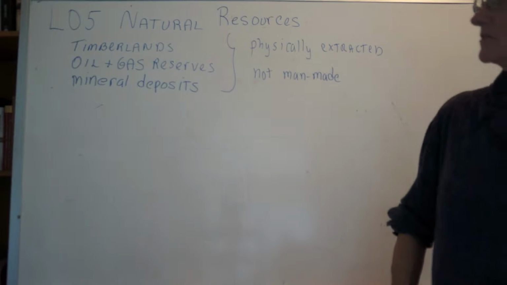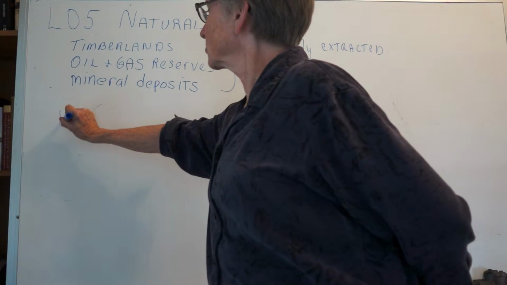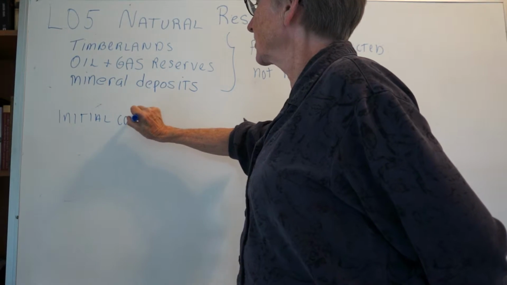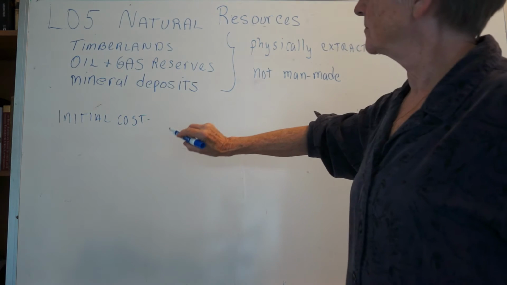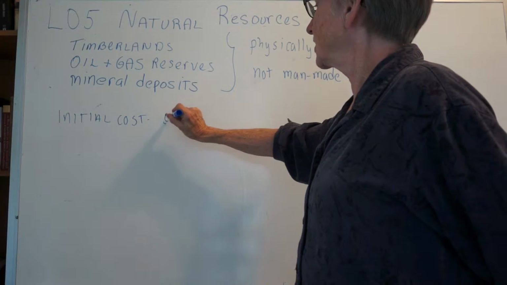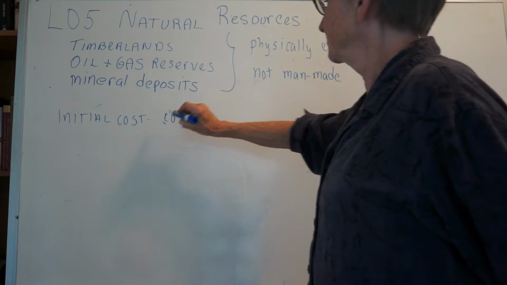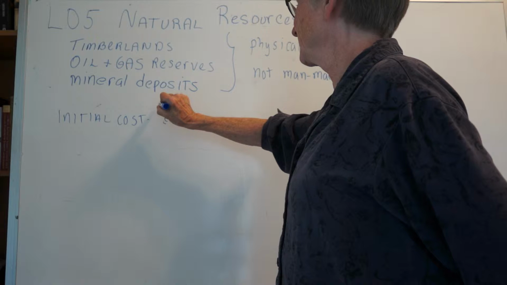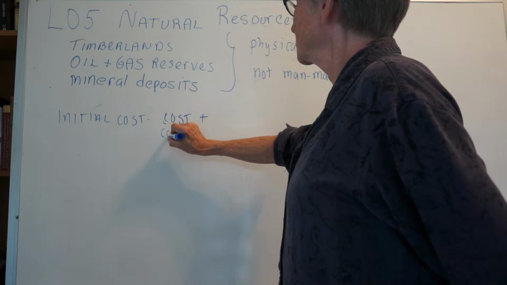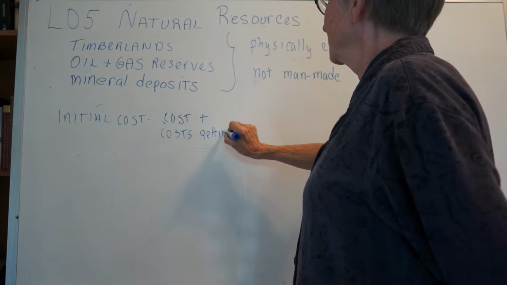So when we go to initially costing all of these things, the initial cost follows the same principle as with our other plant assets. But for our natural resources, it's the initial cost, what you paid for it, plus the costs of getting it ready for its intended use, okay?